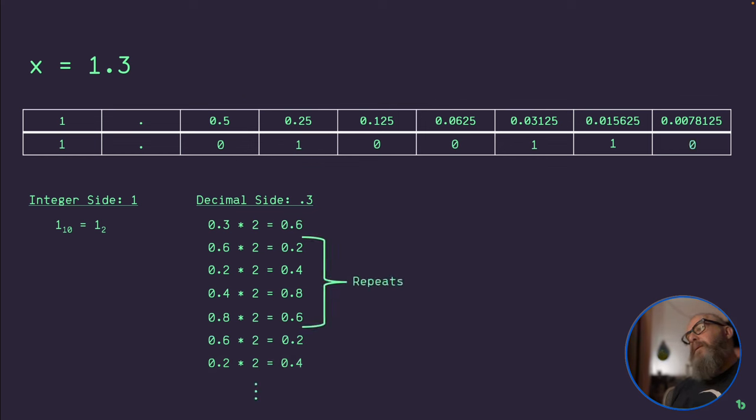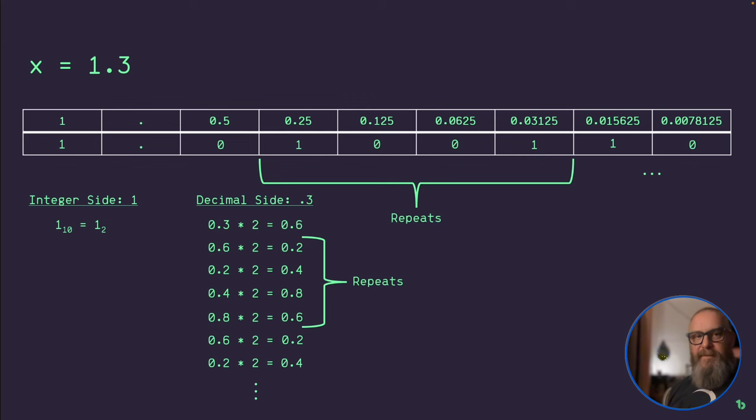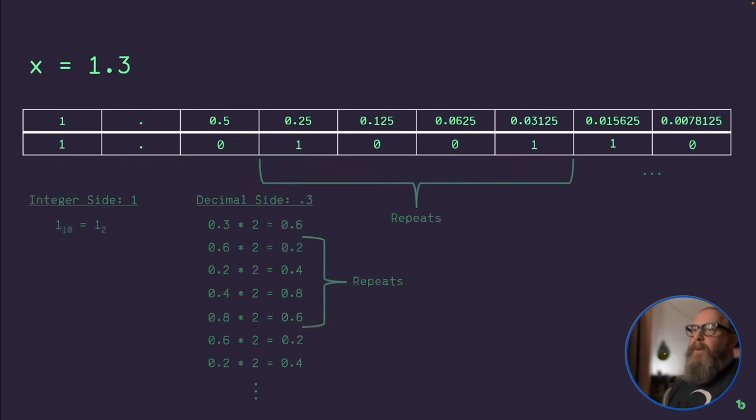And so you'll notice here that this pattern will just repeat forever to try to represent that 0.3. The only problem is computers can't hold infinite bits, and your computer is either a 32-bit or a 64-bit computer, so you can see that trying to represent that 0.3 starts to become a problem. Let's convert this 1.3 into 32.